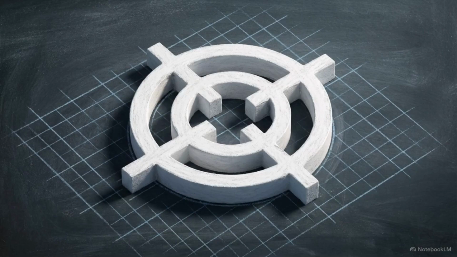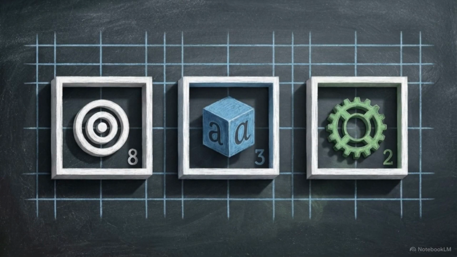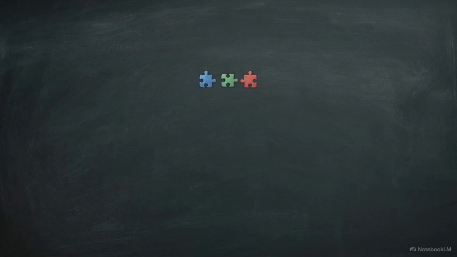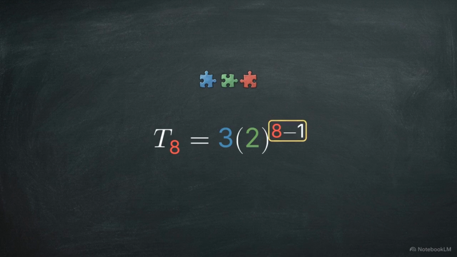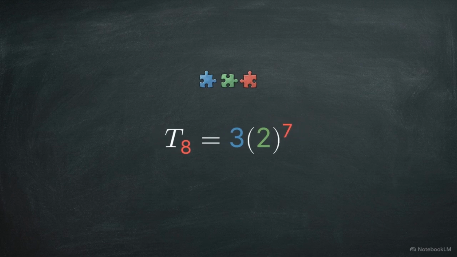Let's put this into practice with a new scenario. Our goal is to calculate the 8th term of a sequence where the starting anchor is 3 and the common ratio is 2. Start by writing out your blank master template. Next, substitute the known values into the equation. We are looking for the 8th term, so n becomes 8. Our anchor a is 3, and our ratio r is 2. Before doing anything else, simplify the exponent. 8 minus 1 gives us 7.